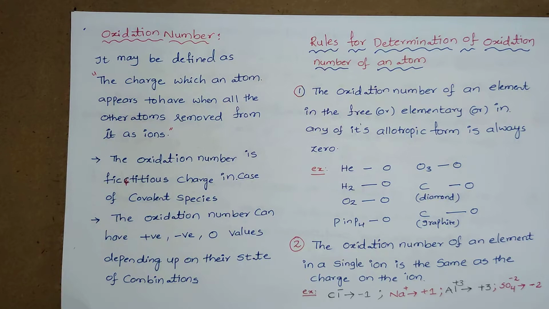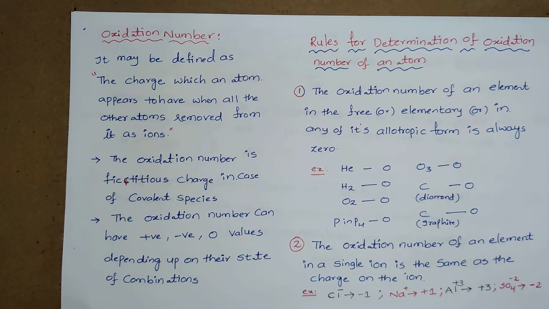So what do we mean by redox reactions? Redox reactions, as you know very well, are those reactions in which oxidation and reduction take place. To understand redox reactions, we first have to define what we mean by oxidation number. The oxidation number is defined as the charge which an atom appears to have when all the other atoms are removed from it as ions. That means, for example, HCl is there.